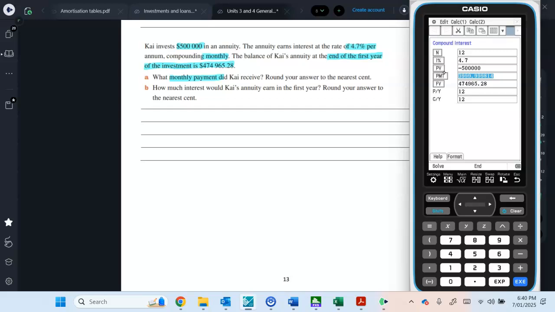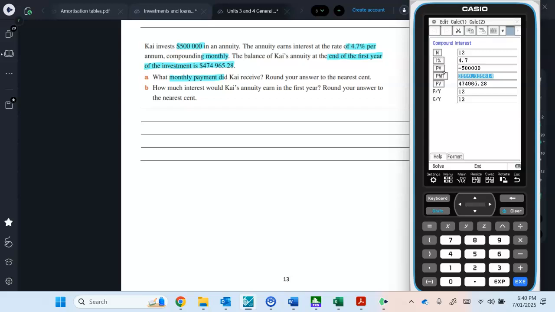So always question the legitimacy of your answer. Did the $81,000 make sense? Maybe if it was like $5 million, or maybe $10 million. All right, let's move on to question B.